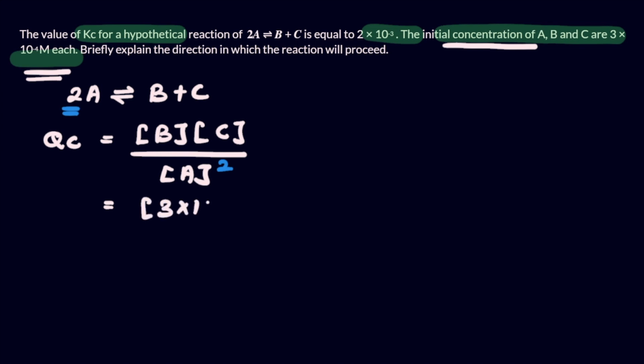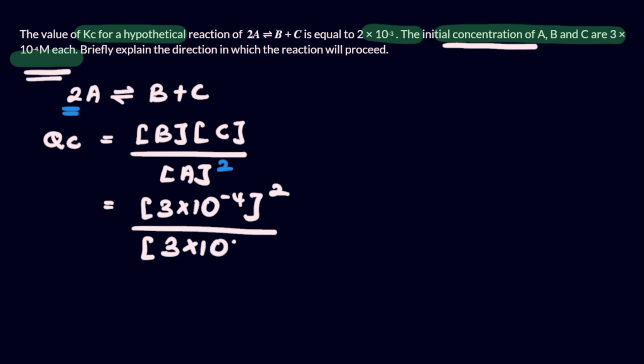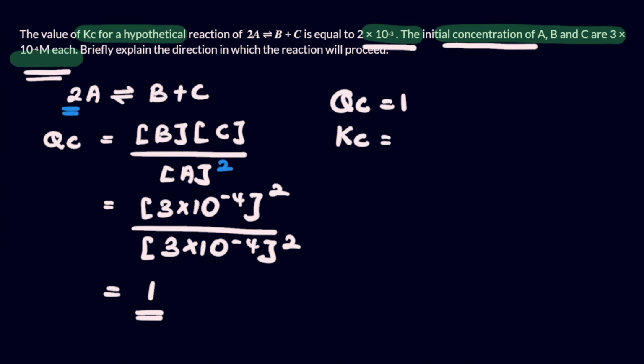Given in the question also is the concentration itself. So 3 times 10 to the power of negative 4, because the concentration is the same, I'm just going to do the square over that. So the bottom one will be the same as well. So you will get your Qc is equivalent to 1. So your Qc is equivalent to 1. Your Kc is equivalent to 2 times 10 to the power of negative 3.